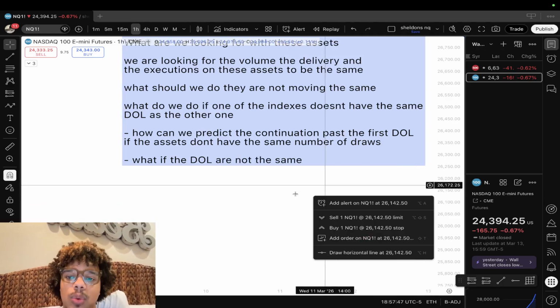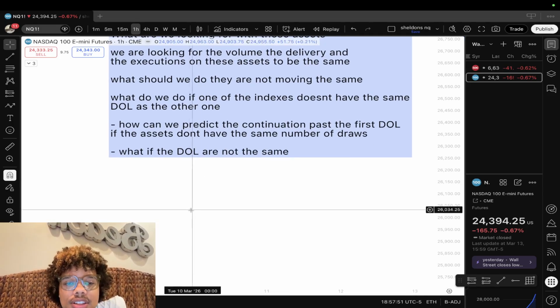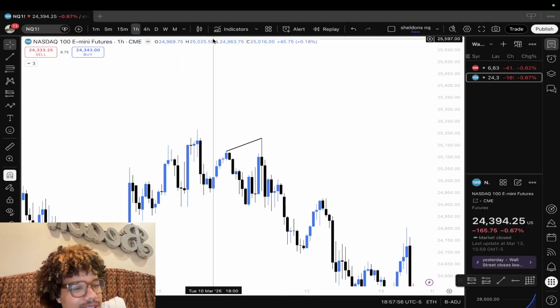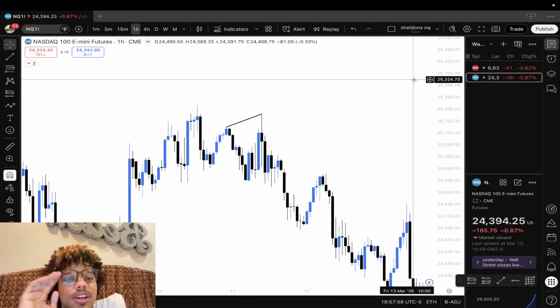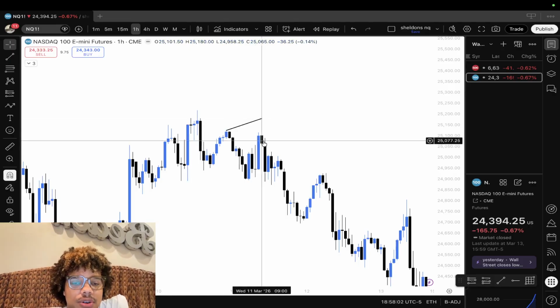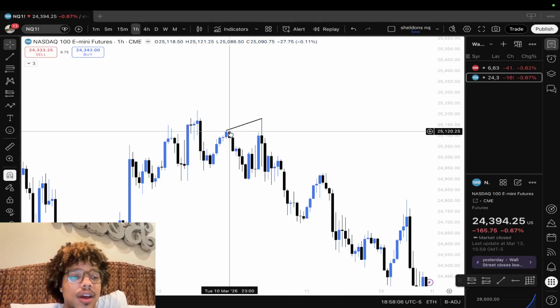So, what if the draws and liquidity are not the same? This is literally called SMT, right? If we have draws that are a little bit different, look at the NASDAQ. Look right here. I want you to see this structure right here. This high made a higher high than this high, right?